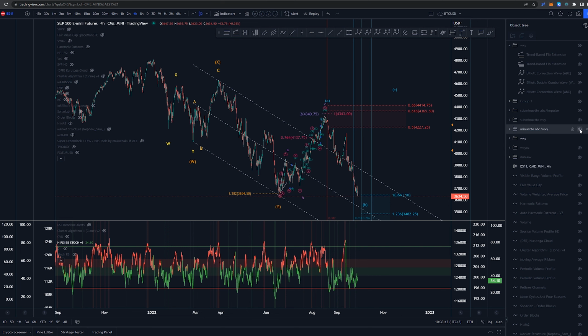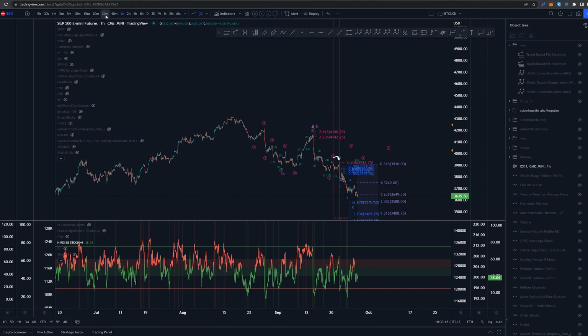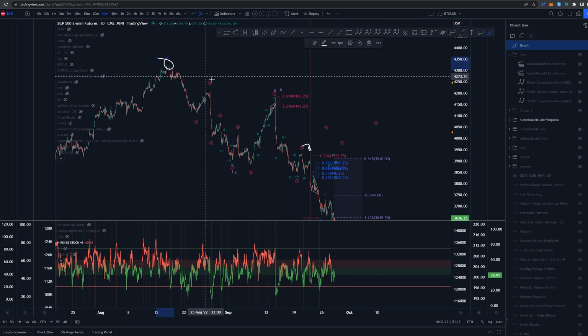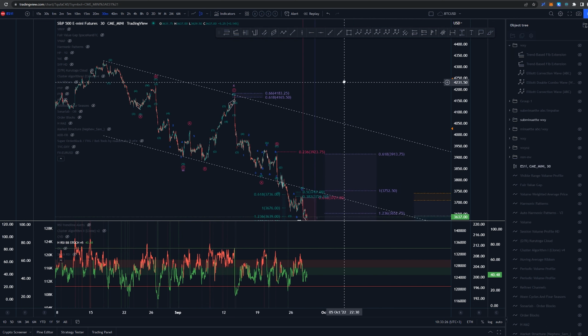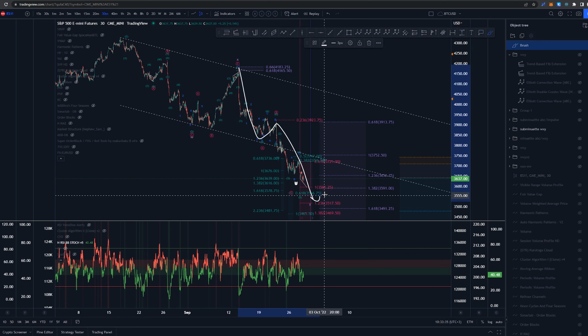Now, let's jump into the smaller time frames to take a look at where we might be. Let's take a look at the 30 minutes. So again, here would be the end of wave A, and since then, this is the wrong count. This is the main count here, where we have this as an ABC into W, ABC into X, and then we would be looking for a three-way structure coming down.